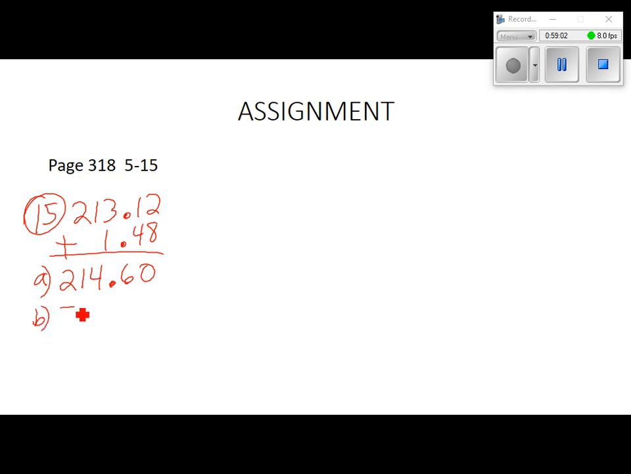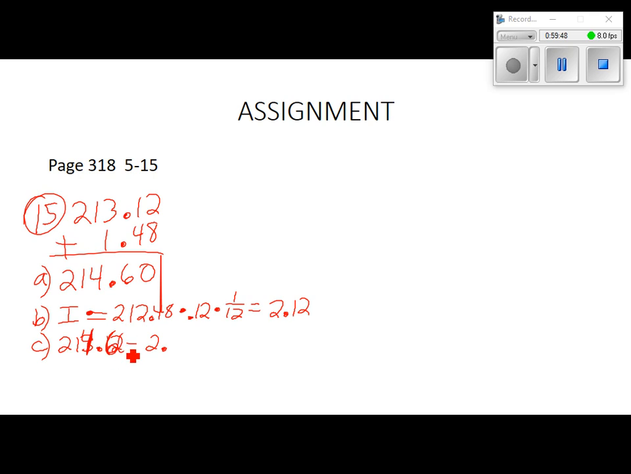B's where we're finding the interest, right? What was our previous principal? 212.48, is that right? Yeah. 212.48 times 0.12 times 1/12, what's that give us? For C, we take the 213.12 minus the 212. No, it's the 214.60. Oh, 214.60, sorry, my fault. 214.60 this time because we changed the last payment, didn't we? 214.60 minus the 212, which gives $212.48.